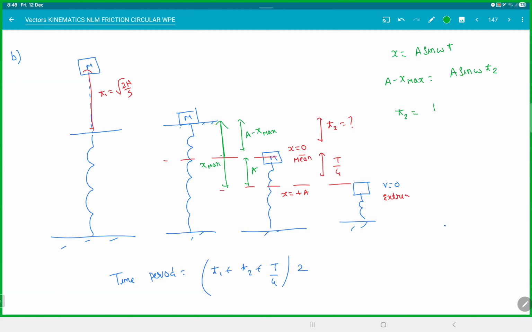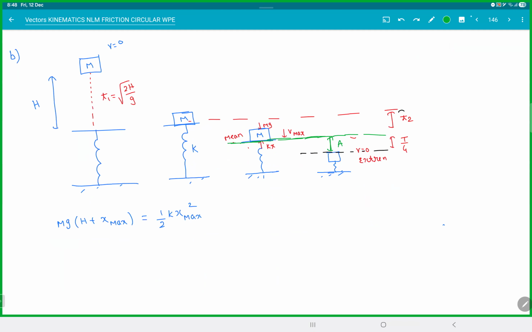t2 is 1 by omega sine inverse of (a minus x max) by a. That's the time taken to go from natural length to the mean position. Clear with that? So there'll be actually three parts to this thing. The common mistake, people think natural length is the mean position. Just be careful with that.